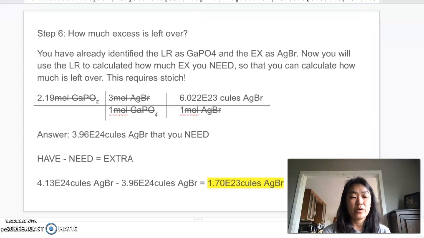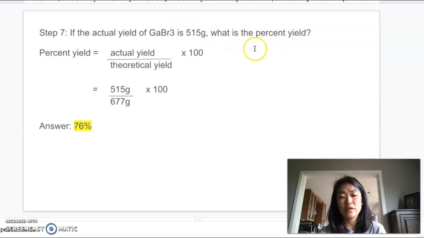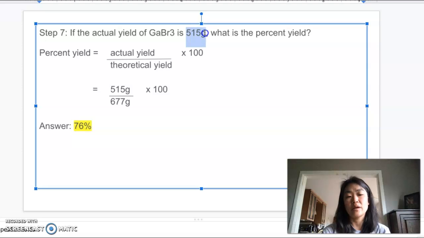And then finally, we come to the very last question, which is, if you know what the actual yield is, which I would give you, so in this case, we're saying we actually produced 515 grams of gallium bromide in the lab, and then I'm going to say, what is the percent yield? So we're going to have to take this given, the 515, and then go back to the theoretical yield, which you've already named in an earlier problem. You already named that 677 grams was the theoretical yield. So we simply take the 515, the actual yield, divided by the 677, which is the theoretical yield. It's all gallium bromide because yield always refers to product. And then we multiply that by 100, and we get 76%.